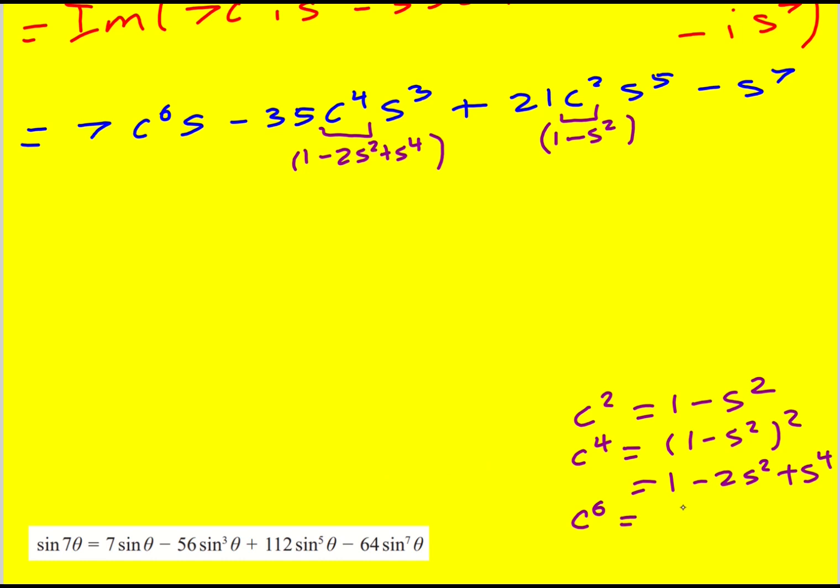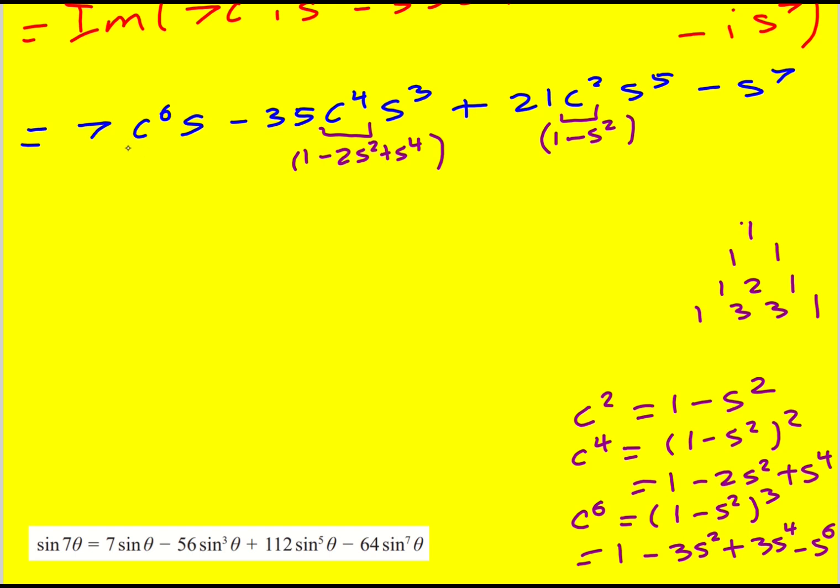And then c to the 6 is going to be 1 minus s squared to the 3. And I'm just going to use Pascal's triangle to do this binomial expansion, which is another one. So we're going to get 1, then it will be minus 3s squared plus 3s to the 4 minus s to the 6. Okay.